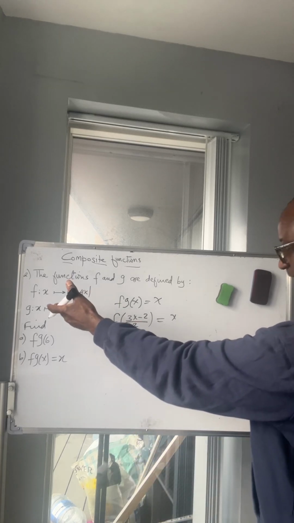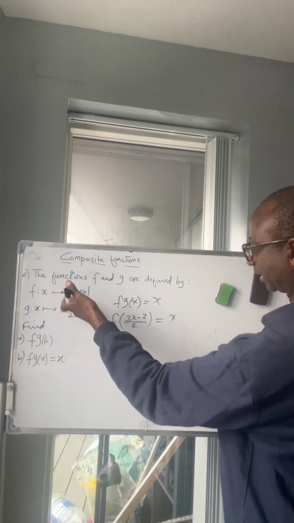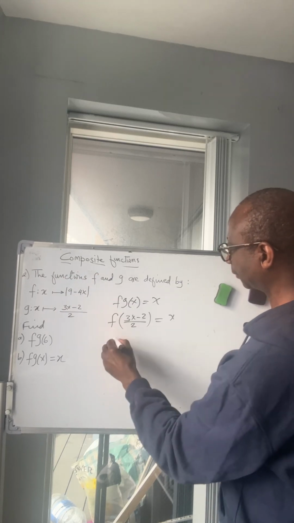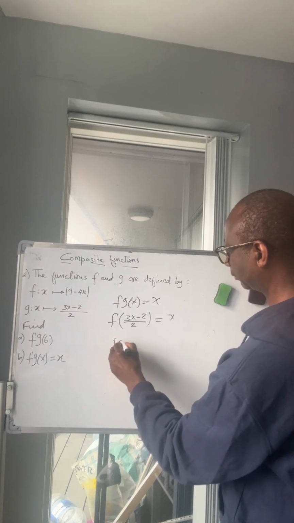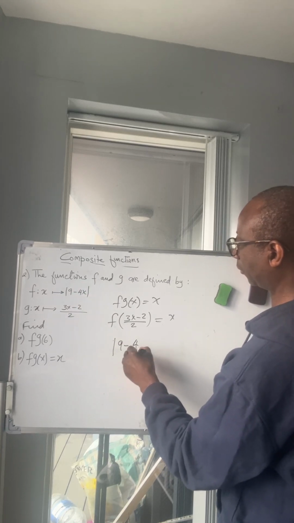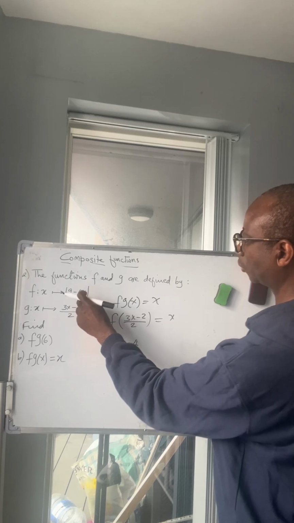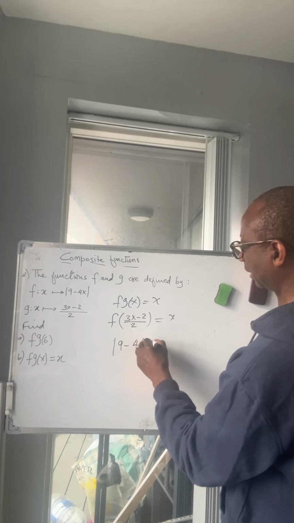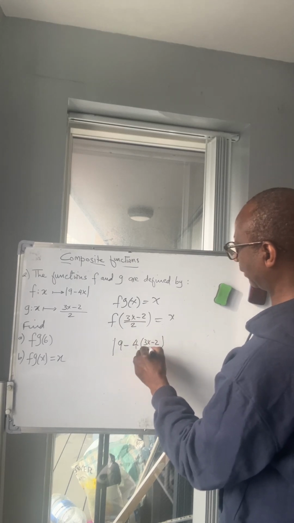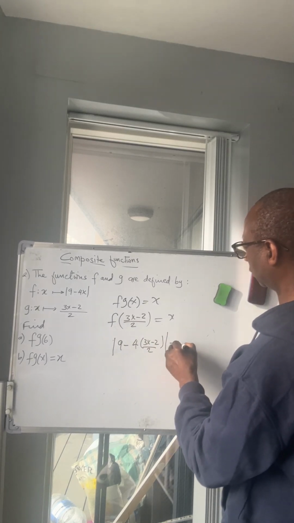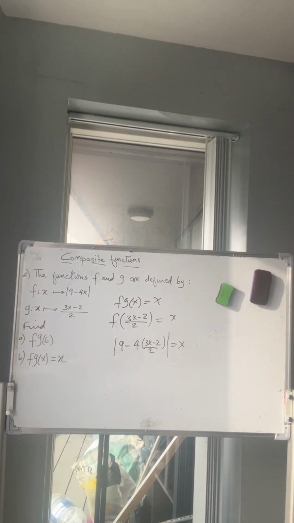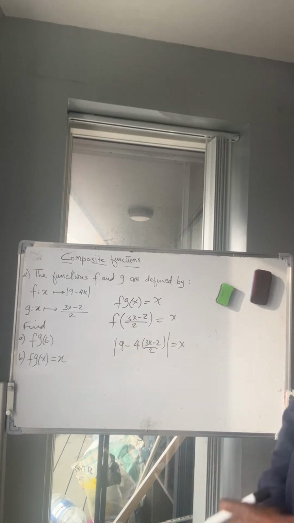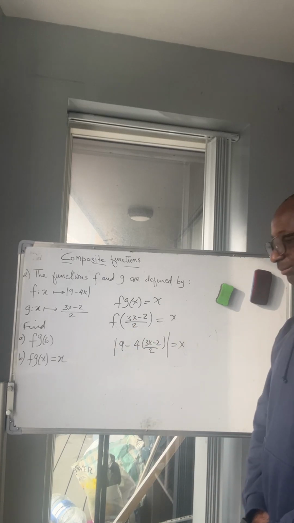So for the function f of g of x, f is 9 minus 4x. So this is going to translate now to 9 minus 4x. So when you have x, you put this 3x minus 2 over 2. 3x minus 2 divided by 2. Put your two lines again, equals x. All you need to do now is to simplify this problem.